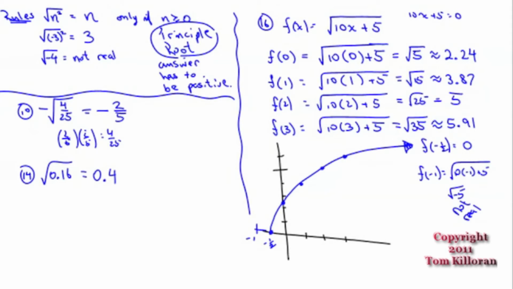This graph starts at negative 1/2 and goes off to the right. Never ever goes anywhere to the left of negative 1/2, which is kind of weird. Because we're used to graphs going off in both directions. But it's that idea of principal root. The answer has to be positive and the number underneath has to be positive. Alright. So that's the warm-up part.